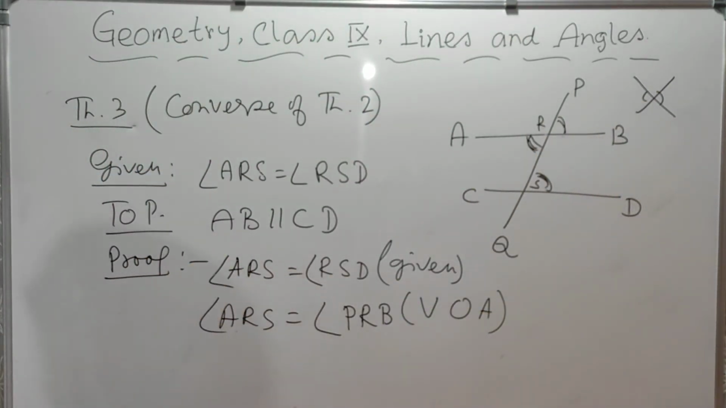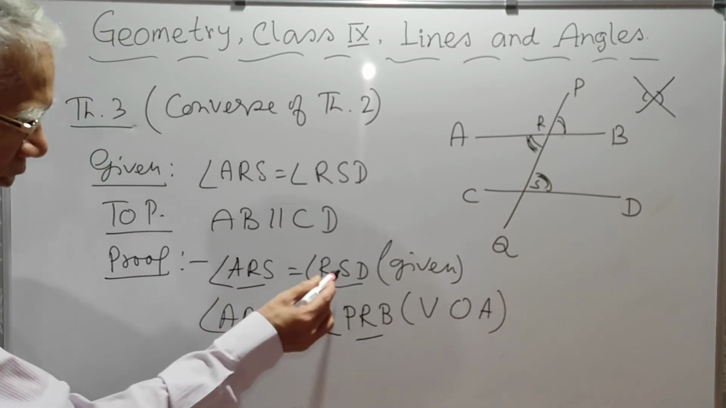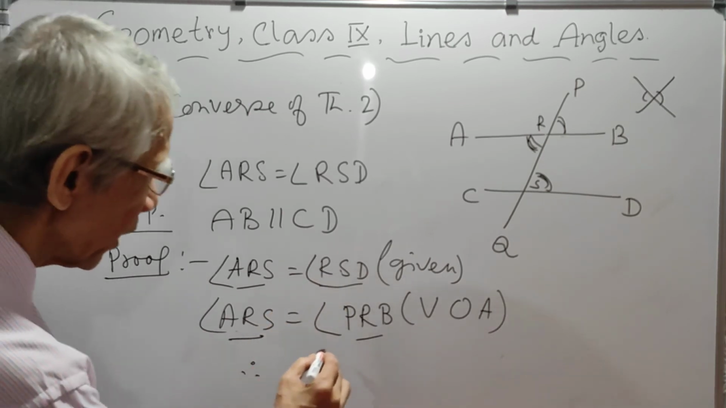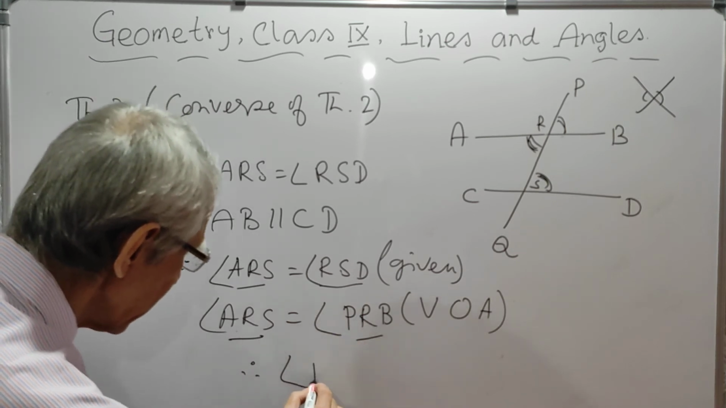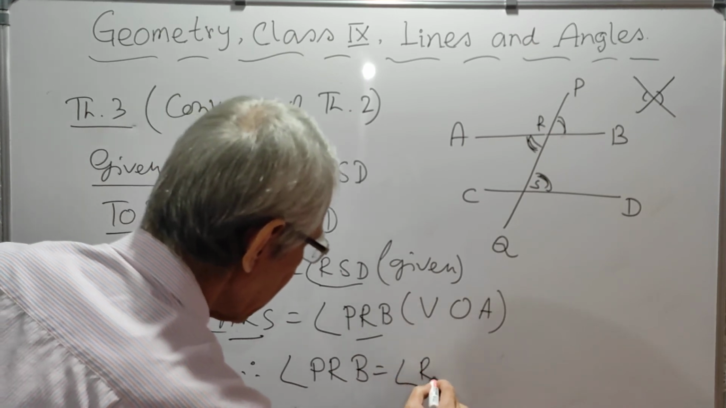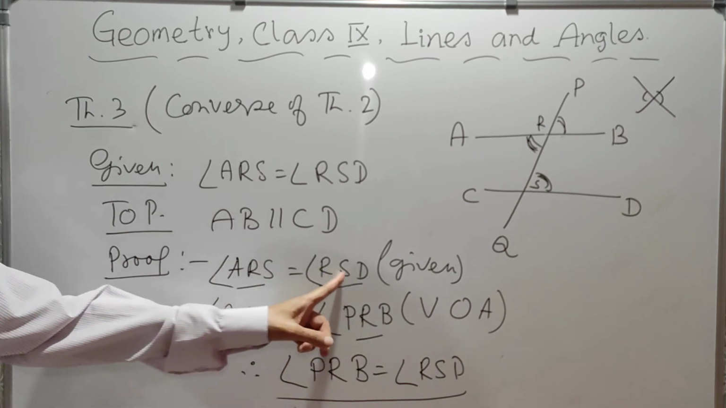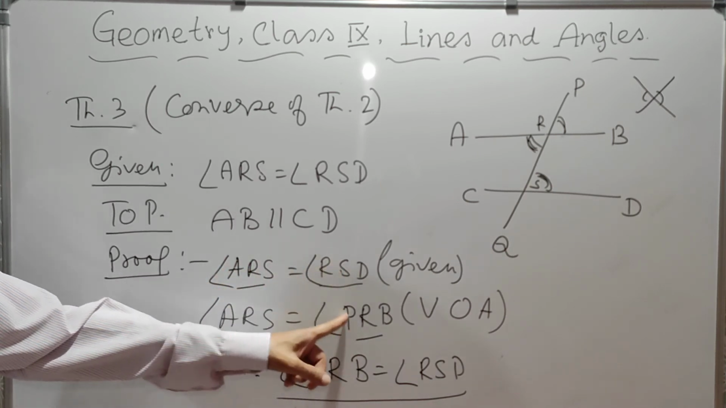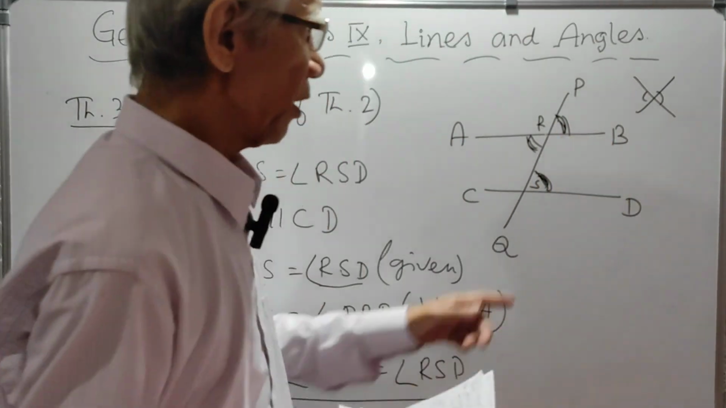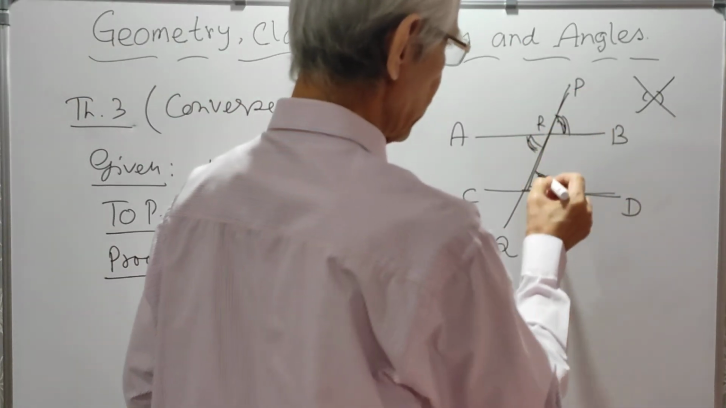Now compare these two statements. RSD equal to ARS, PRB equal to ARS. Therefore these two must be equal. Therefore we get PRB equal to RSD. All right. So PRB equal to ARS, RSD equal to ARS. Therefore, these two must be equal. So which two must be equal? PRB, this one and this one. Now are not they corresponding angles? Because this is F, this is inverse F, you see. So these two are equal, we have proved.